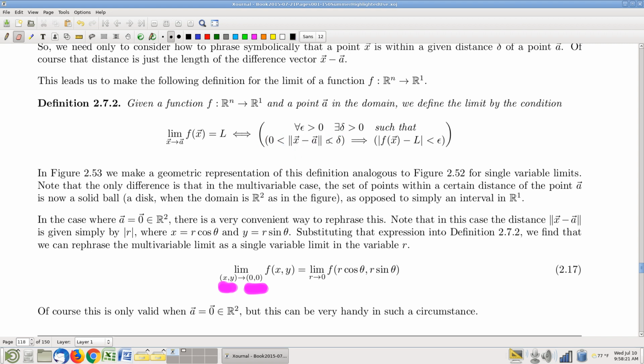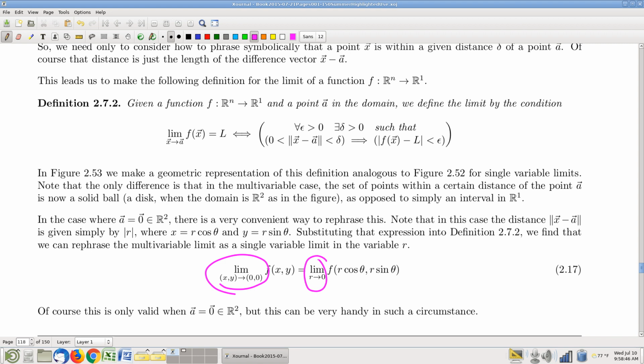And it is not hard to show, along the lines of this reasoning, that if you're taking a multivariable limit as you approach the origin in the xy plane, that is equivalent to a single variable limit where the polar coordinate r approaches 0. Now this is a peculiarity of the origin. This only works at the origin.